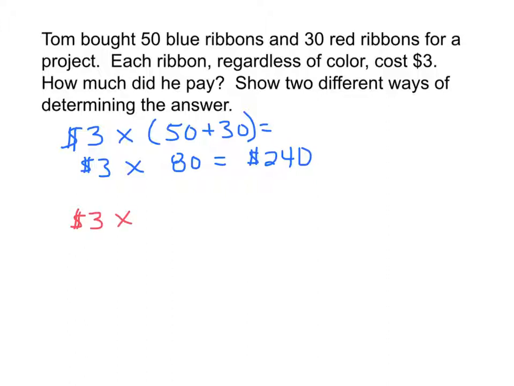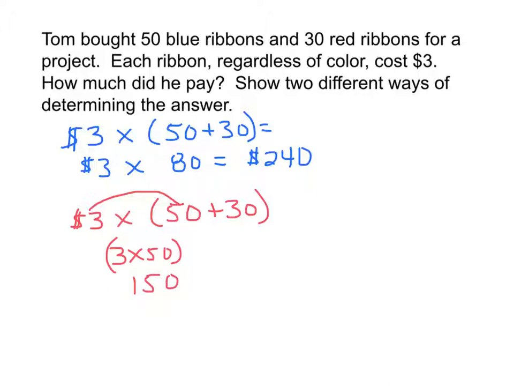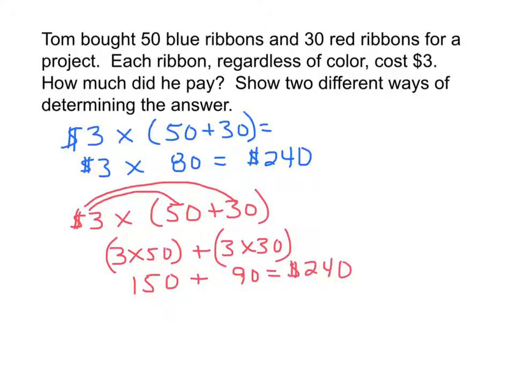but I could go through and do this problem by using the distributive property. Once again, I have $3 times 50 blue ribbons and 30 red ribbons. Using the distributive property, I would distribute the $3 times the 50. $3 times 50 is equal to 150, and then I would multiply 3 times 30. 3 times 30 is equal to 90, and once again I get an answer of $240.